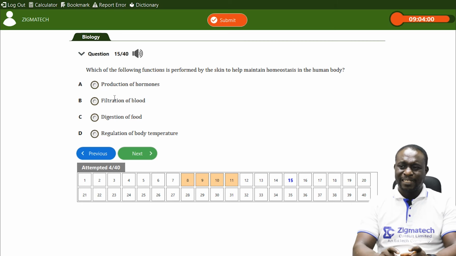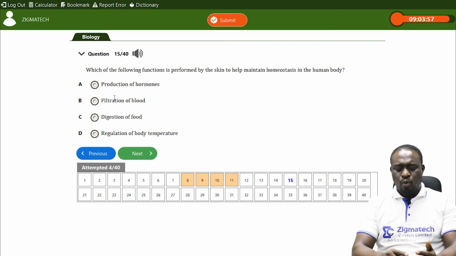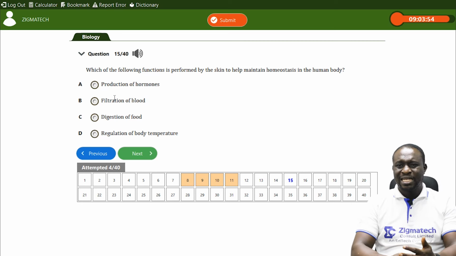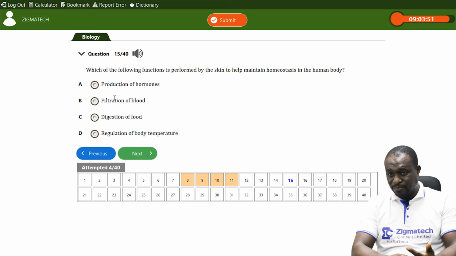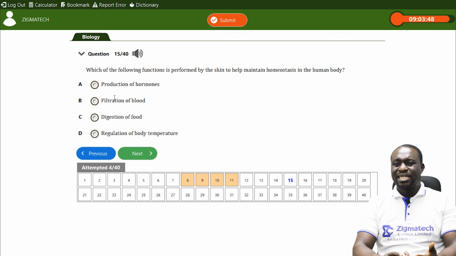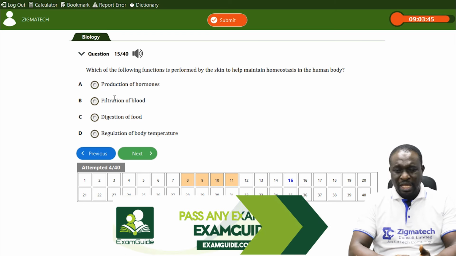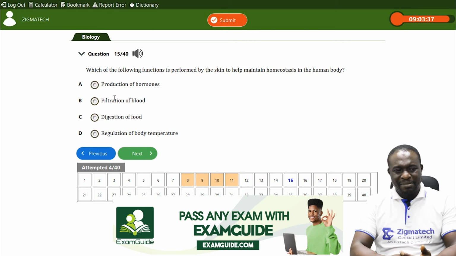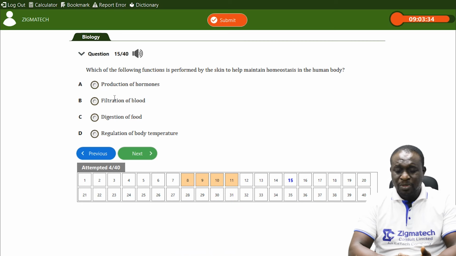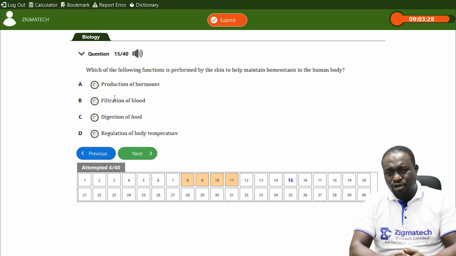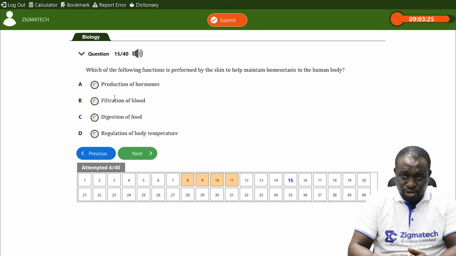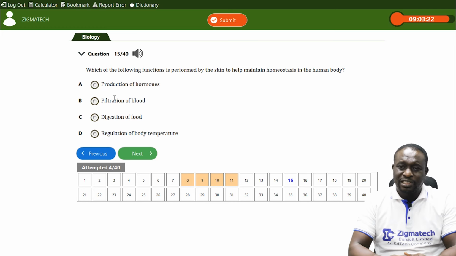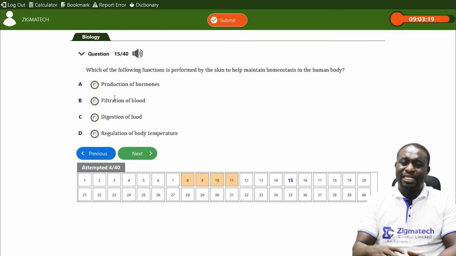Now, the skin carries out several functions. One of them is the excretory function. It excretes sweat. The skin also carries out a protection function. It protects the body against diseases and against the entrance of microorganisms and so on. Also, the skin carries out the function of homeostasis, osmoregulatory functions, or you can call it regulatory functions. And that regulatory function of the skin is that it regulates body temperature.